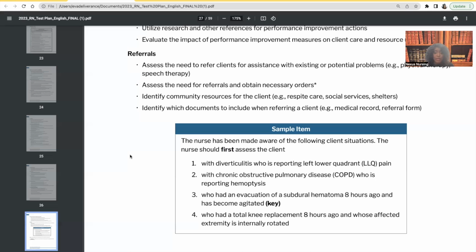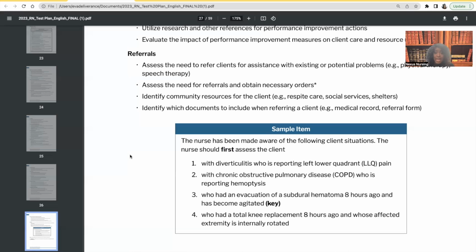Like I said, look at 1, diverticulitis. They're having left lower quadrant pain. That needs to be addressed. But that left lower quadrant pain, that is a clinical manifestation of the diagnosis that we know that patient has already, right? There's nothing there that tells us this patient's life is in danger or more in danger than this patient that suddenly has become agitated. 2, the patient with COPD that's reporting hemoptysis.